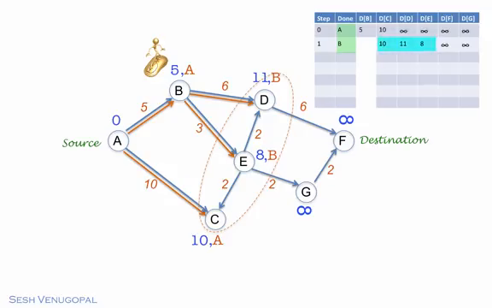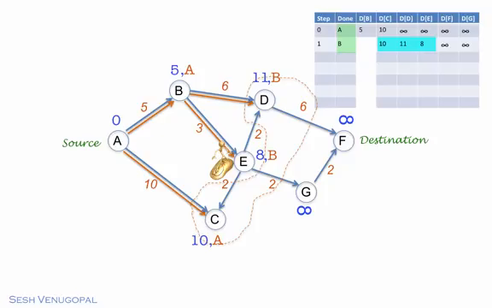Of the vertices in the fringe, E has the lowest distance, so it is removed and is done. Going to E, its neighbors are D, G, and C. Let's look at each in turn. The new distance of D via E is 8 plus 2, which is 10. This is less than the current distance 11, meaning that the path ABED is shorter than the path ABD. So the distance of D is changed to 10, and its previous vertex is changed to E.